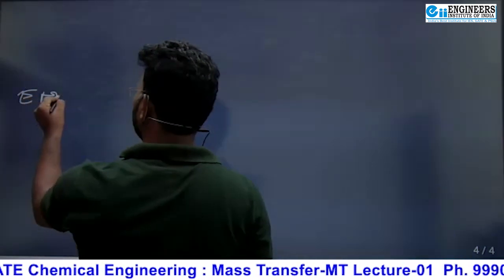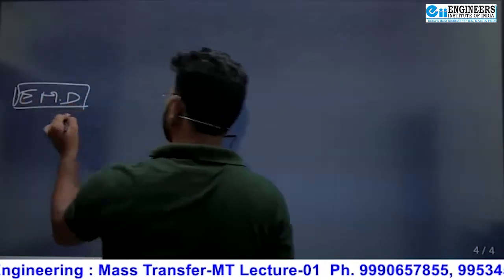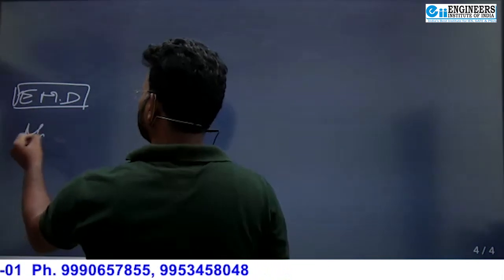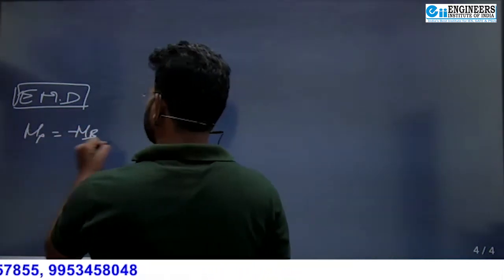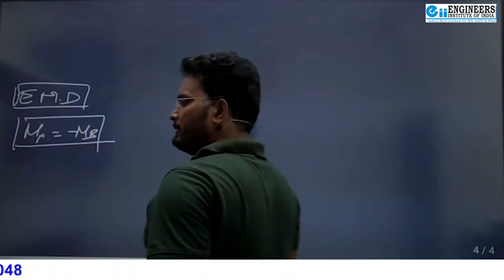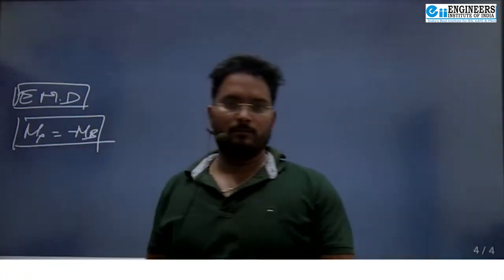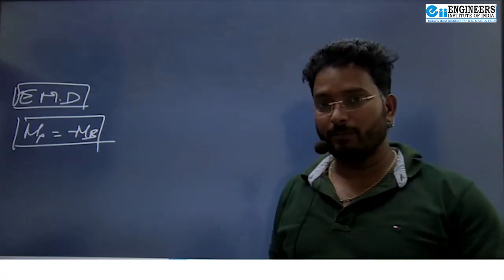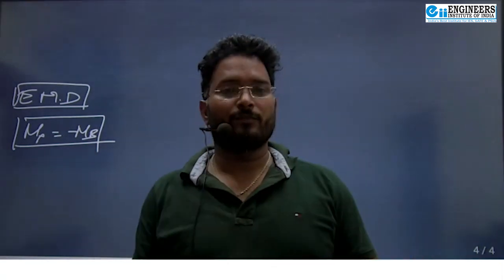For equimolar counter diffusion, EMD, equimolar diffusion, NA is equal to minus NB. There are various applications where moles of A and moles of B flow in equal and opposite directions. An example is the distillation column, I will show you.